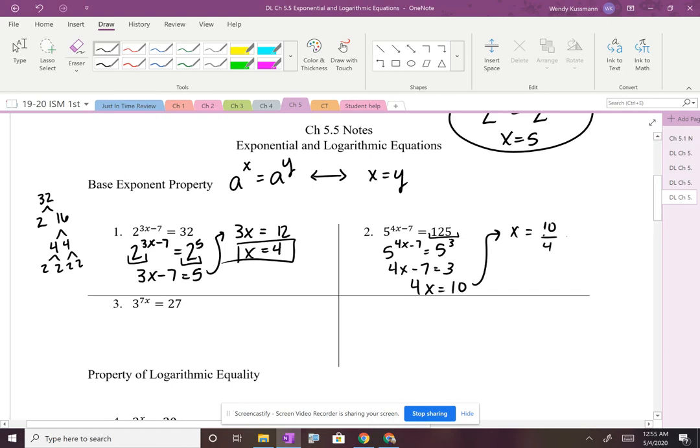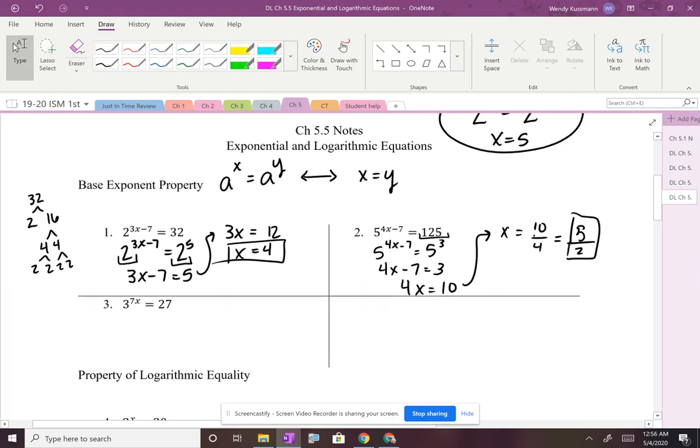Fractions, don't be scared of them. Don't make them decimals. This is just divide by 2. This is 5 halves. There's your answer. All right. Last example here. See if you can do this one on your own.